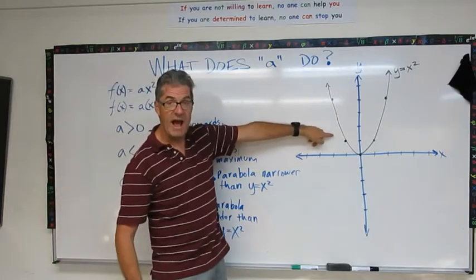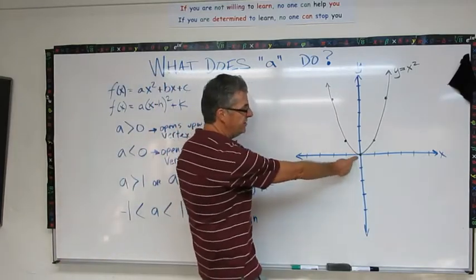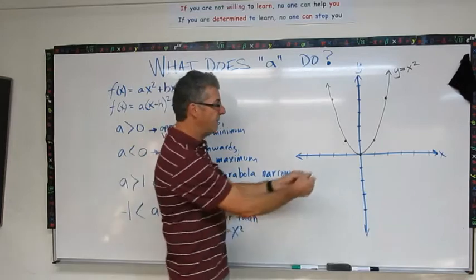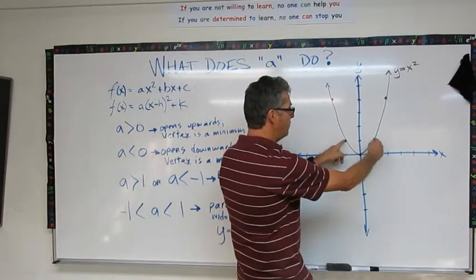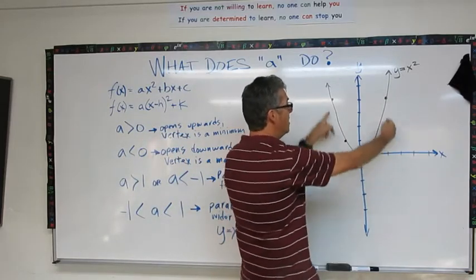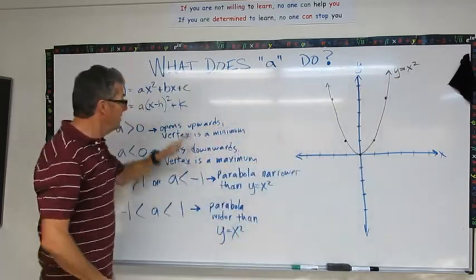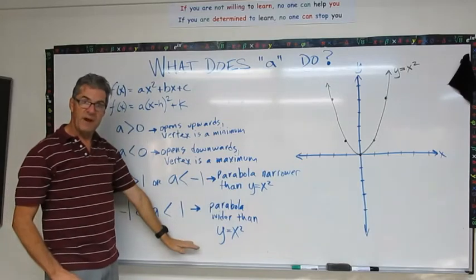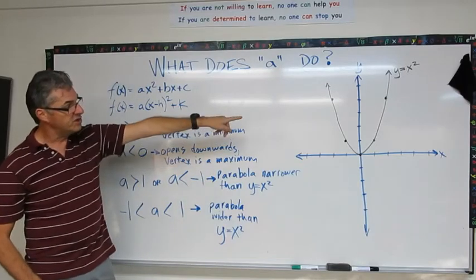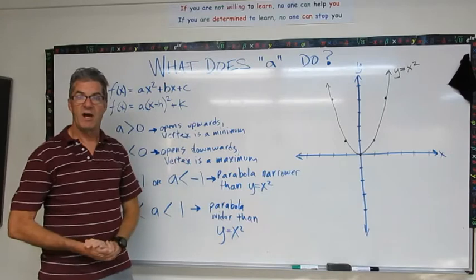And here's that graph. It goes right through the origin. The vertex is (0, 0). And the first point is over 1, up 1. Second point is over 2, up 4, because of the squared function there. Okay? So what I'm going to do is go over all of these, talk about them, and then we're going to put up four functions on that graph so we can compare them to y equals x squared.